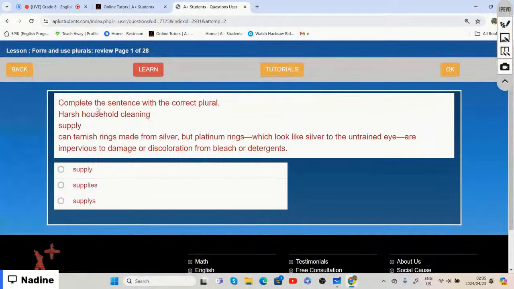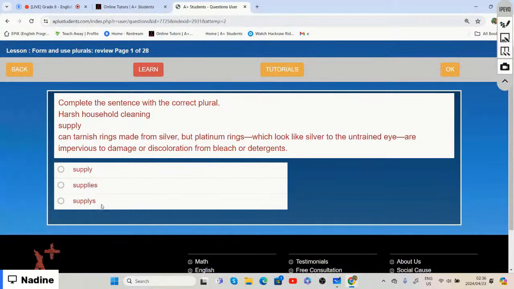All right. Now it says complete the sentences with the correct plurals. Harsh household cleaning supply. Look at the word supply. Do we say supply, which is option one, supplies, which is option two, or supply with YS?